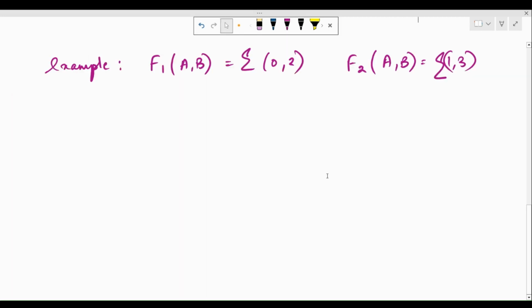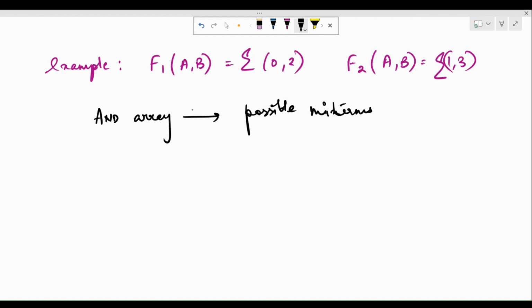Let's look at this example where we've been given the Boolean functions F1 and F2 that depend on two input lines A and B, and we have been asked to implement this using the PROM. As far as the PROM is concerned, from the AND array, we are going to obtain all the possible minterms that are there. In this case, we have only two inputs. So the possible minterms are A' B', A' B, A B', and AB.